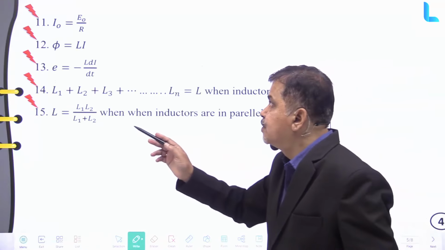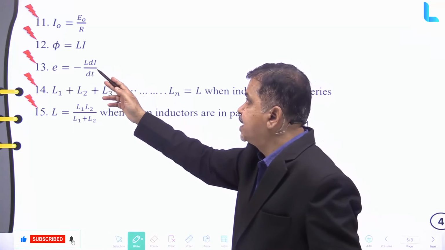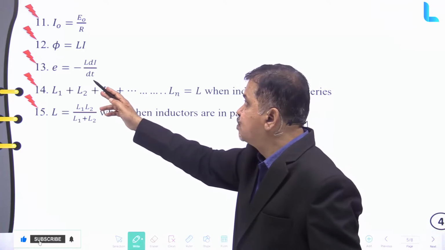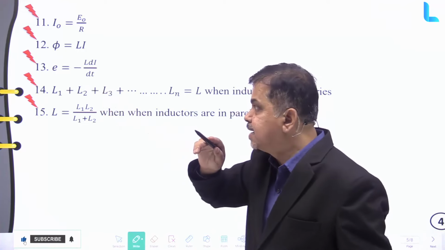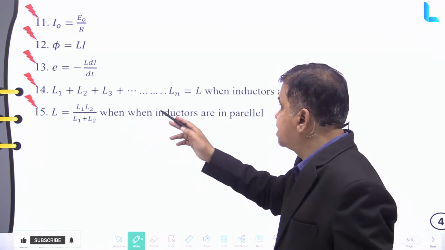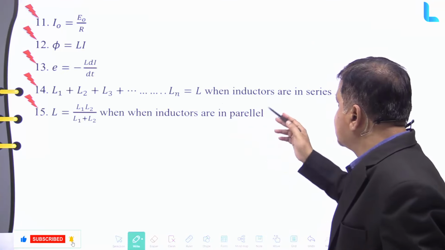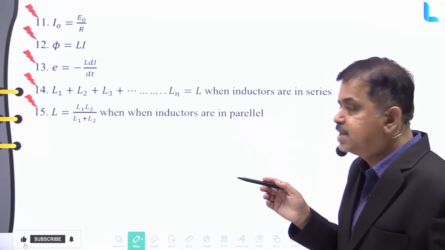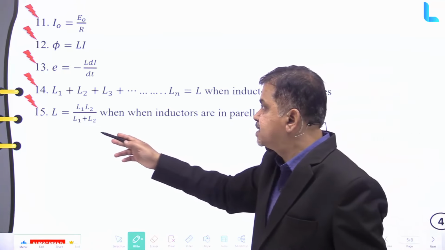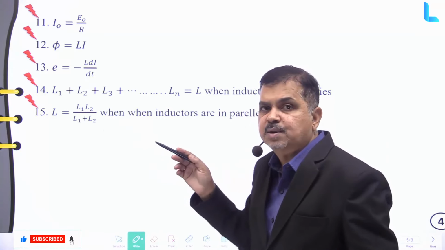Further we have I naught equal to E naught by R, and flux phi equal to L into I, and induced EMF E equal to minus L into dI by dt. For self inductance, L equal to L1 plus L2 plus L3 and so on up to LN when the inductors are connected in series, and when the inductors are in parallel, L equal to L1 into L2 divided by L1 plus L2.